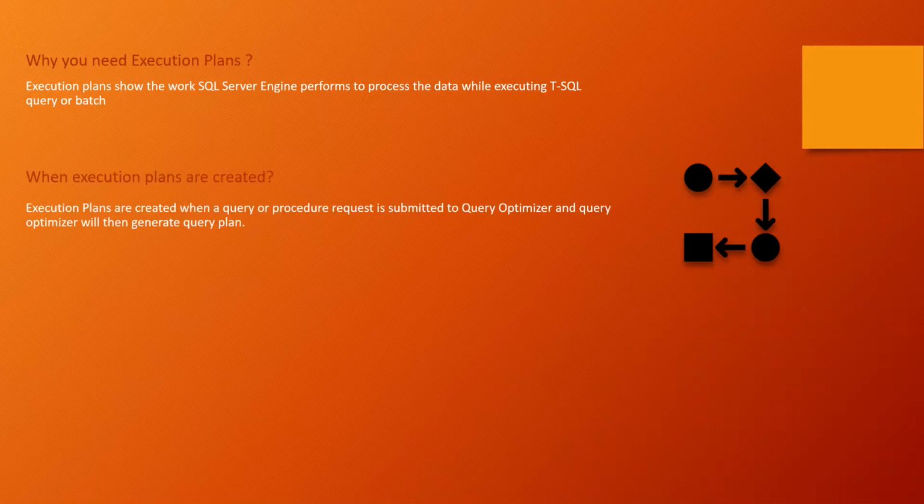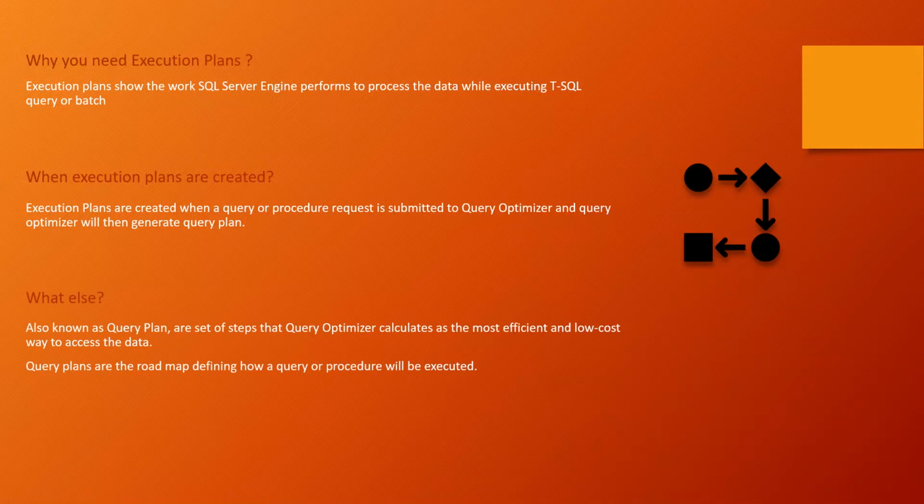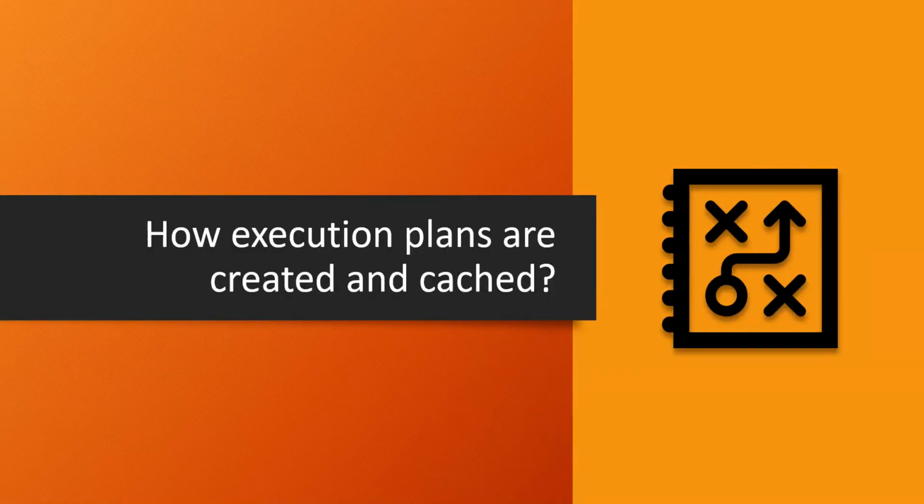Execution plans are created when a query or procedure request is submitted to the query optimizer, and the query optimizer will then generate a query plan. Also known as query plans, these are a set of steps that the query optimizer calculates as the most efficient and low-cost way to access the data. Query plans are the roadmap defining how a query or procedure will be executed.